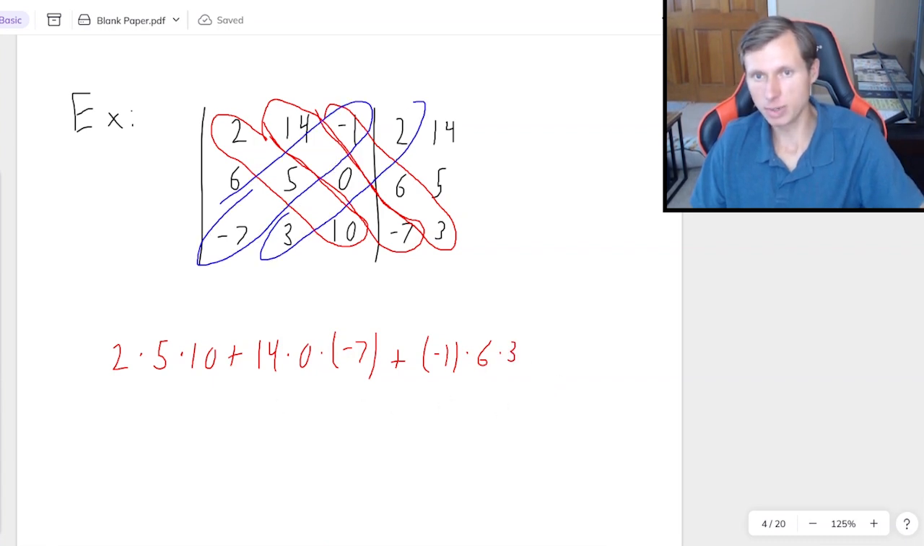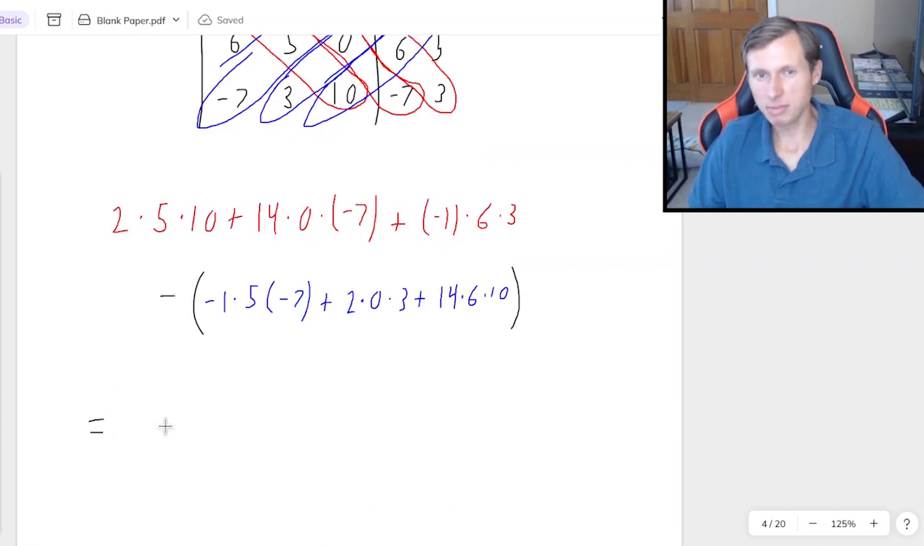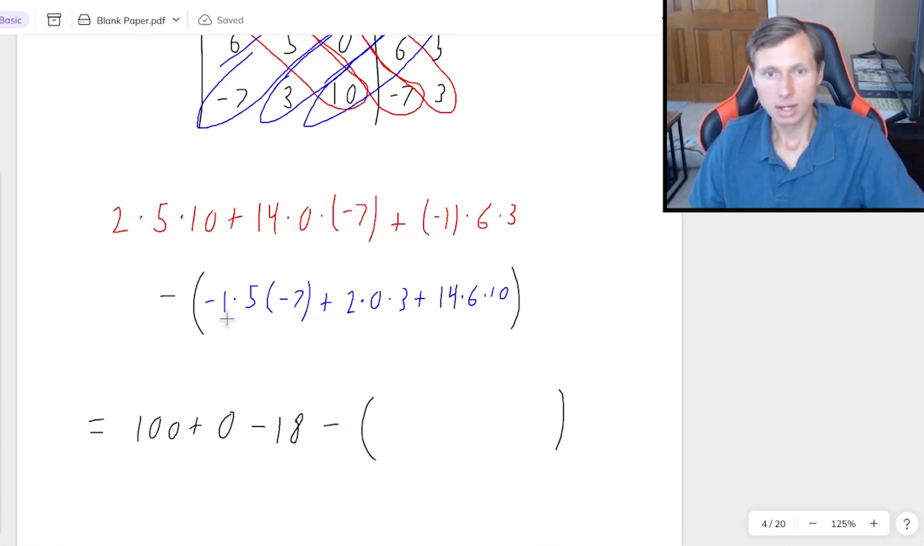And then minus these 3 diagonals. So minus the quantity, negative 1 times 5 times negative 7, plus 2 times 0 times 3, plus 14 times 6 times 10. And now it's just a matter of simplifying this. 2 times 5 times 10 is 100, plus the second one 0, because anything times 0 is 0, and then minus 18, and then minus the quantity. Negative 1 times 5 times negative 7 is positive 35, plus 2 times 0 times 3 is 0, and then plus, this is a big one, 14 times 6 times 10, which is 840.